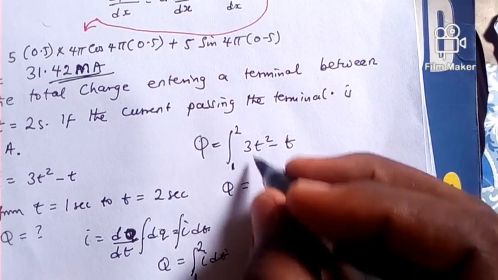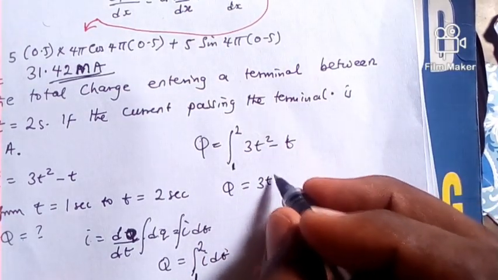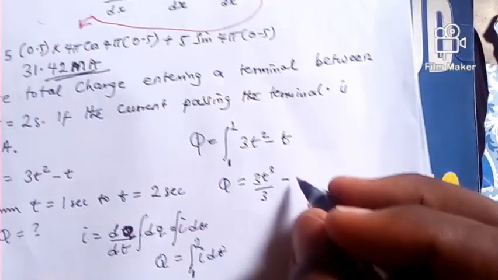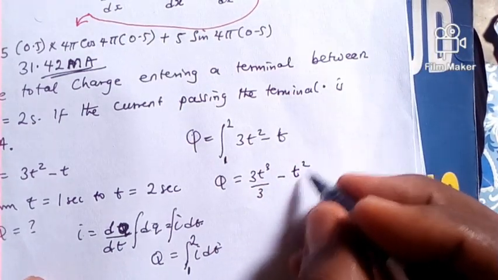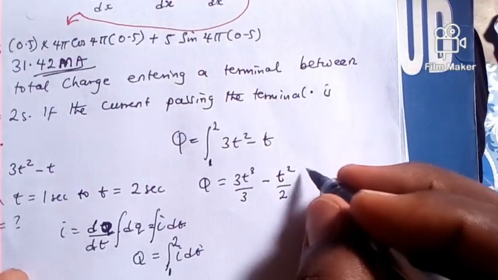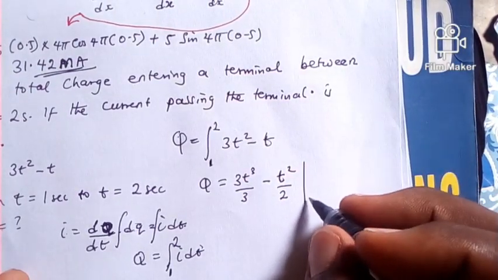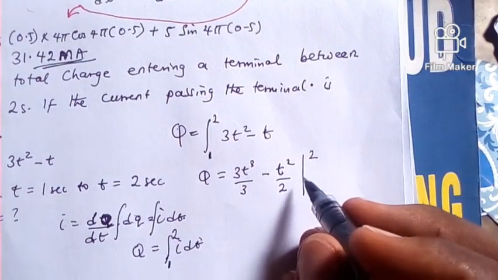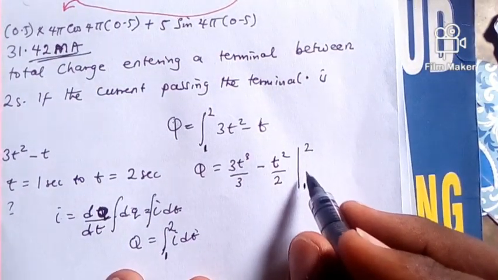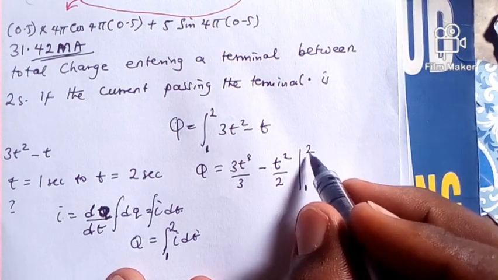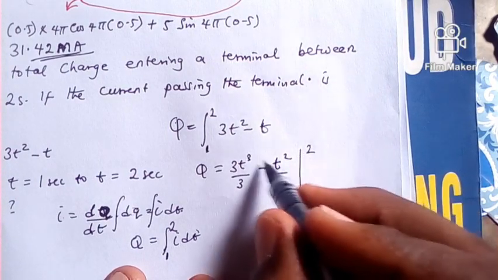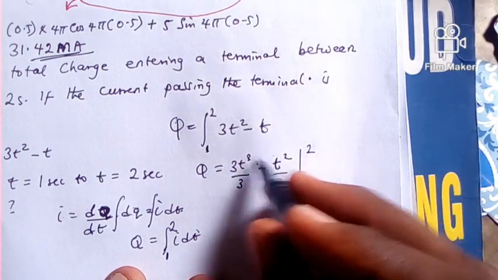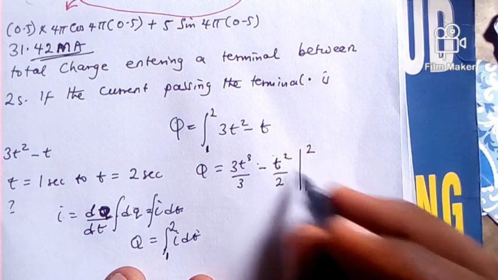As usual, we will integrate 3t squared, and you have 3t cubed over 3. Now minus it, we have t squared over 2. And the integral of these both is with the limit from 1 to 2. So let's quickly do that. Now the integral is from this limit, so what it means is that I'm going to substitute the value of 2 in this equation and subtract it from this equation when the value of t is 1.